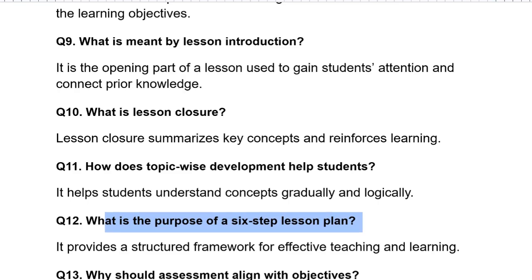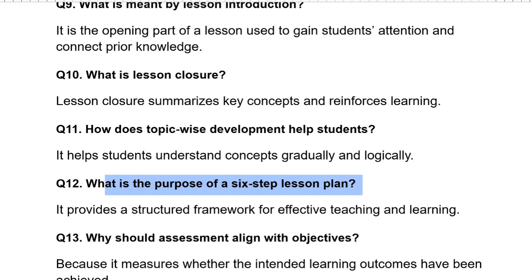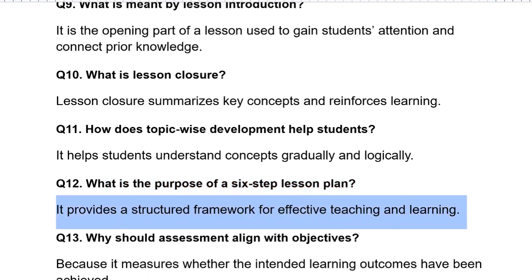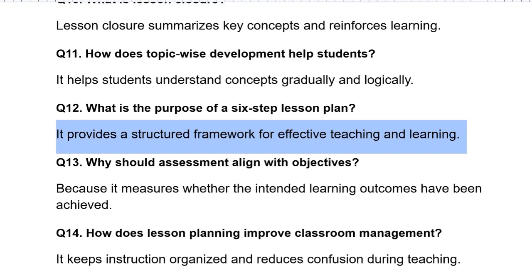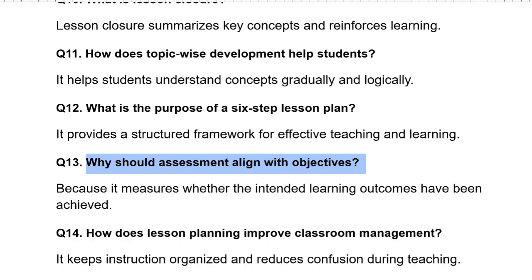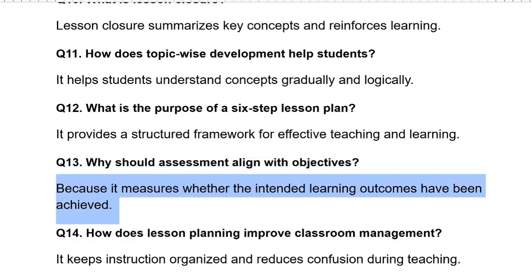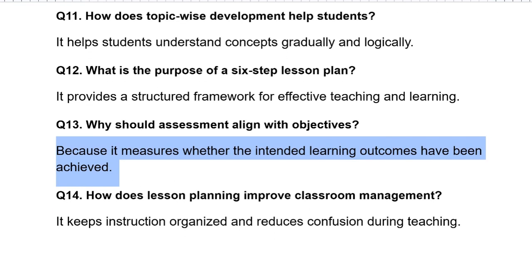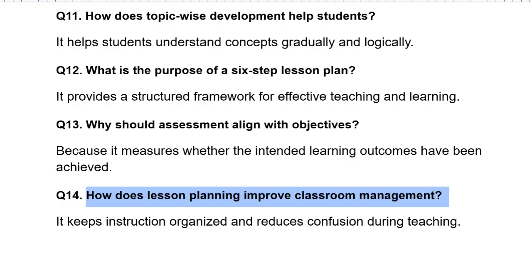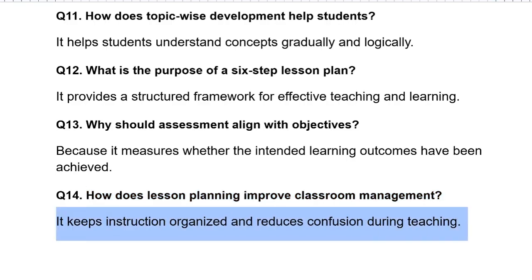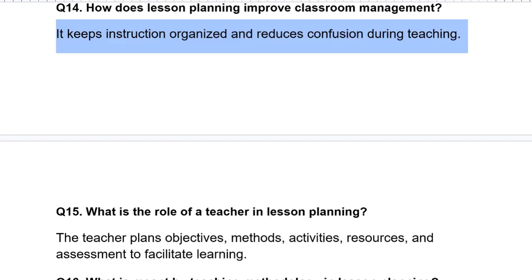What is the purpose of a six-step lesson plan? It provides a structured framework for effective teaching and learning. Why should assessment align with objectives? Because it measures whether the intended learning outcomes have been achieved or not. How does lesson planning improve classroom management? It keeps instruction organized and reduces confusion during teaching.